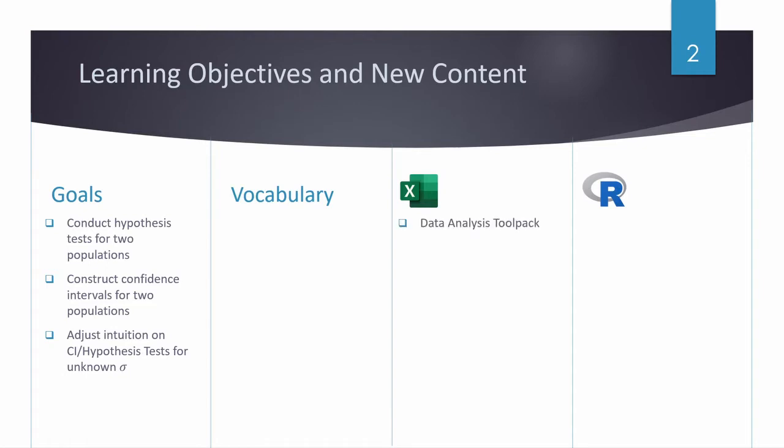We're going to have no new vocabulary here, but we are going to learn how to use the data analysis tool pack in Excel. We're going to use the t.inv function in Excel, and we're going to use the stdev.s function. Both of these are going to be useful when we're considering how to modify hypothesis tests and confidence intervals for situations when the population standard deviations are unknown. So let's turn to that example first.